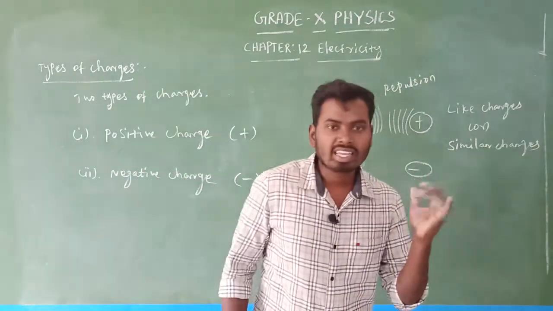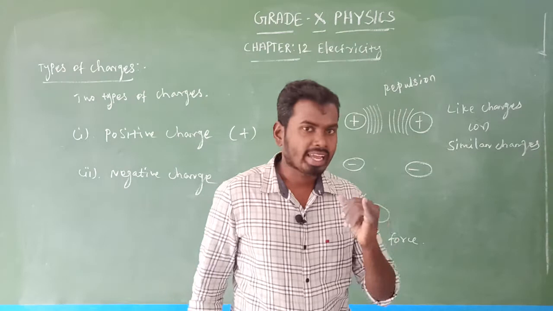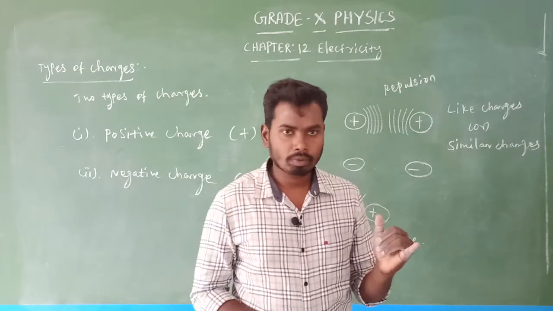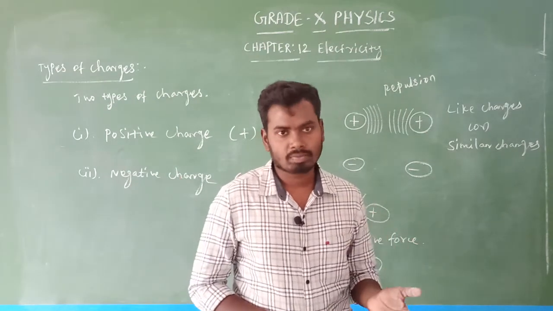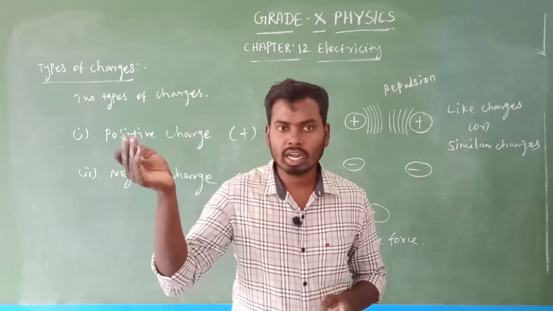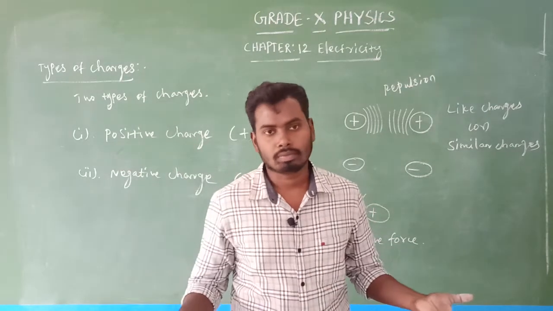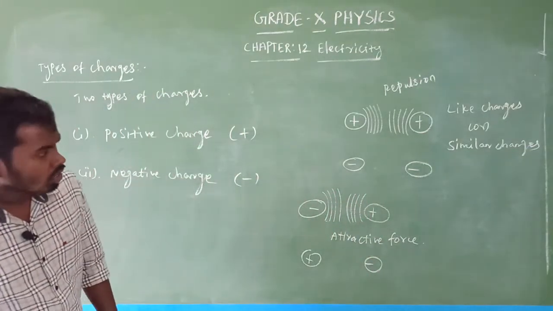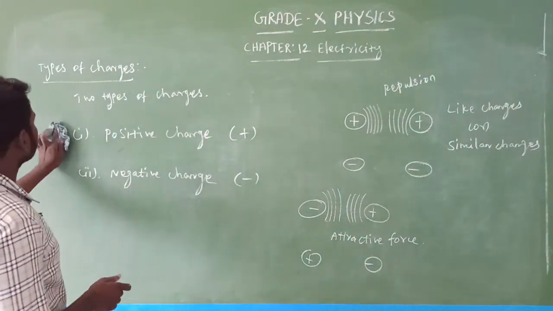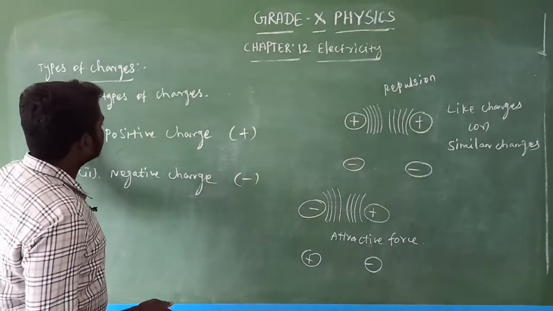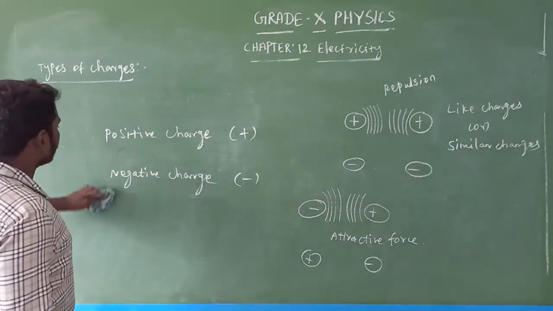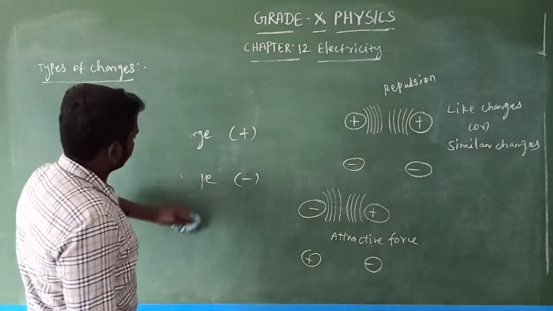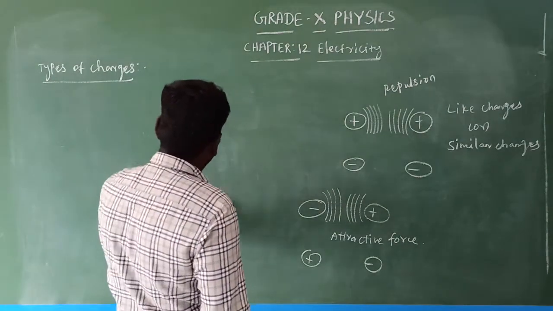So the like charges repel each other, whether positive or negative. Then the unlike charges attract each other, positive and negative. That's all. Is it clear? Yes. Okay. So the electric charge is denoted by the letter Q. What is that, sir? You may ask me. The electric charge.